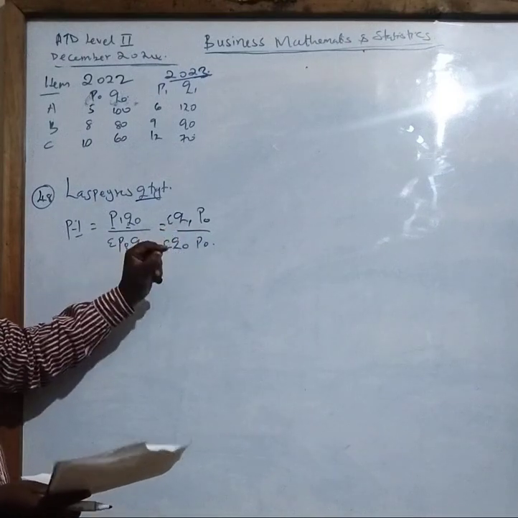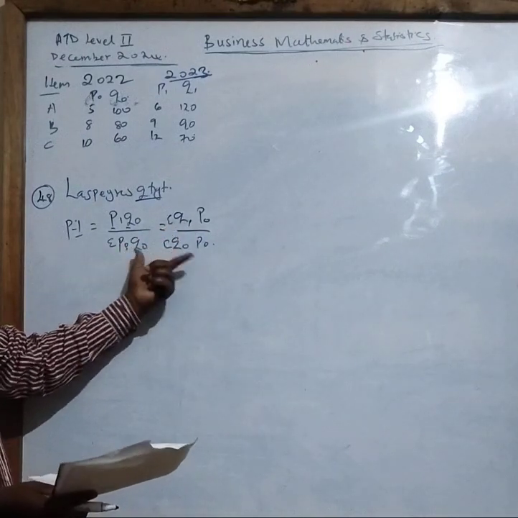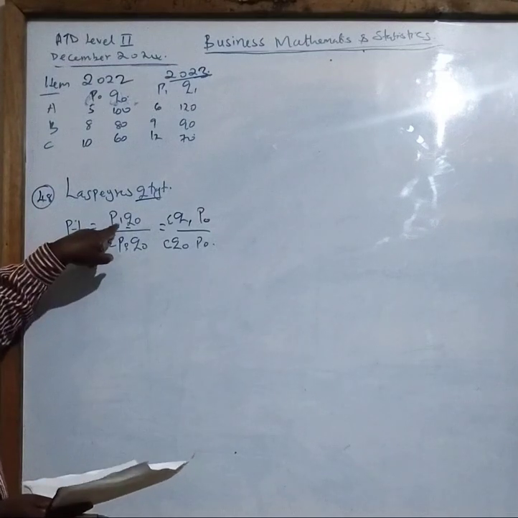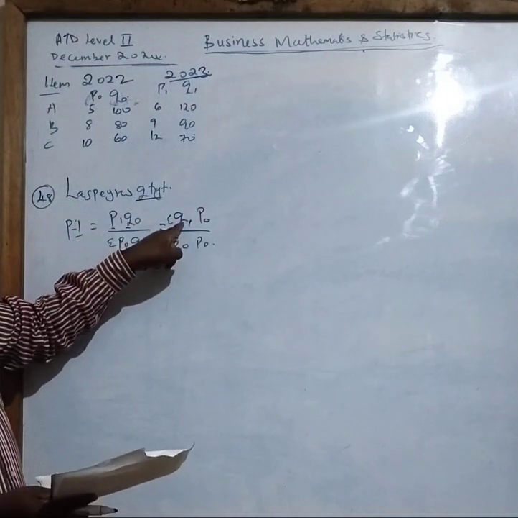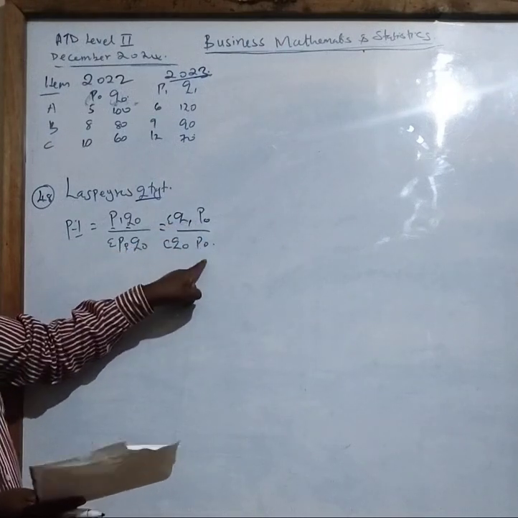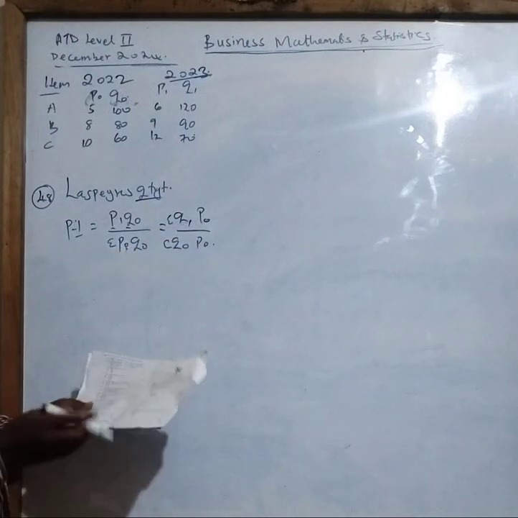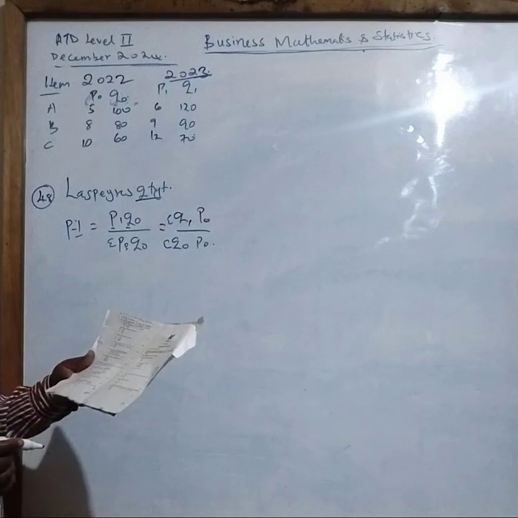So here we must, for the case of learning, we have to memorize this by saying this is P1Q0 over P0Q0. And this one is Q1P0 over Q0P0. Correct? Now, the second one is number 49.